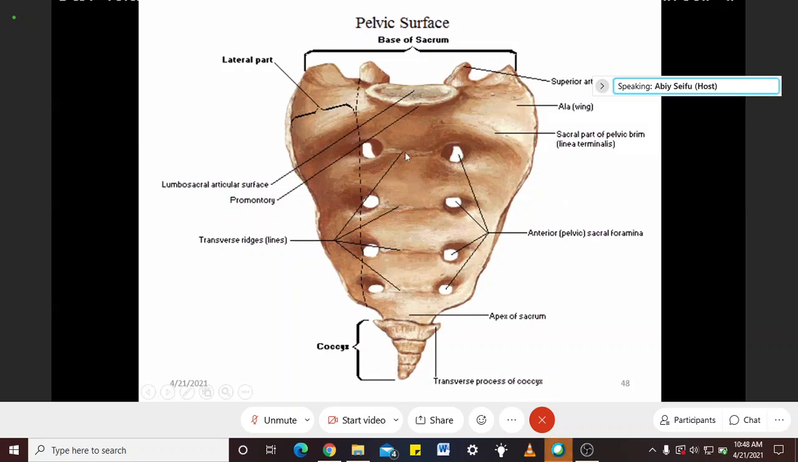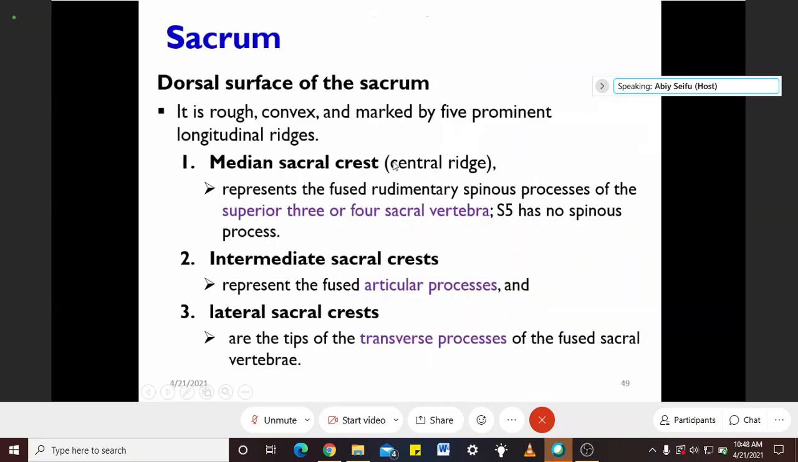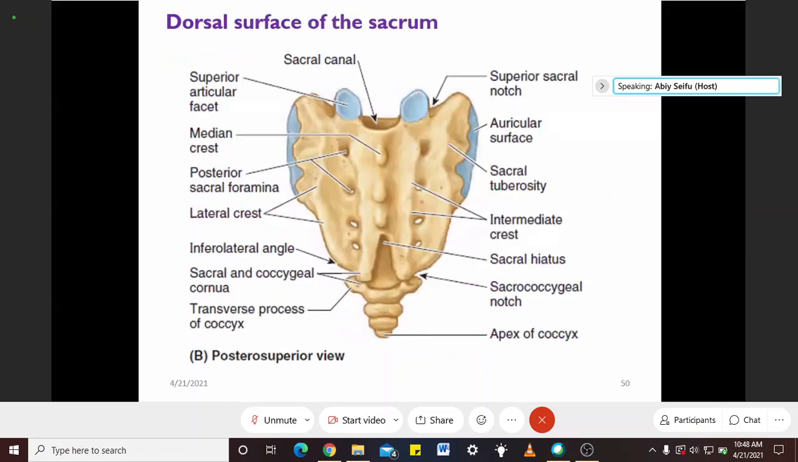Now, this one is the transverse ridge or line, which reflects the intervertebral disc. The anterior surface is smooth, whereas the posterior one is rough and convex. Look at this one. This is the posterior surface of the sacrum, with the superior articular facets, which articulate with the inferior articular facets of the lumbar vertebra.